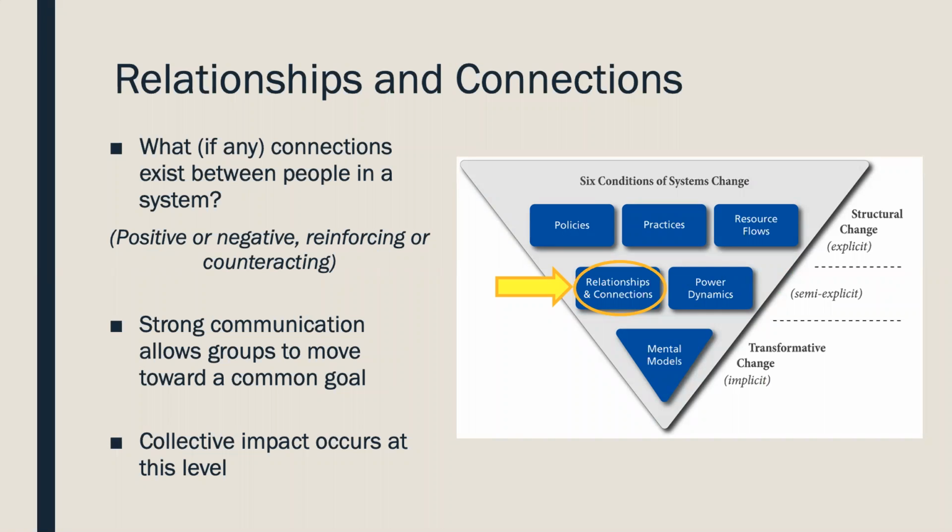The next condition is relationships and connections. We can start by asking what, if any, connections exist between actors in a system. Are these connections positive or negative? Do the groups and their goals reinforce each other or counteract and work against each other? Ideally, we want groups to work together and use their individual strengths. Groups that work together and have strong communication can work toward their shared goal. This is related to the idea of collective impact that we talked about earlier, and the importance of collaboration to create effective and long-lasting change.